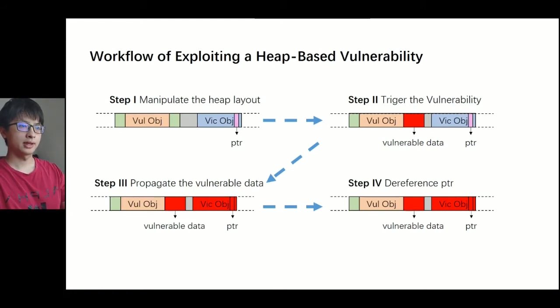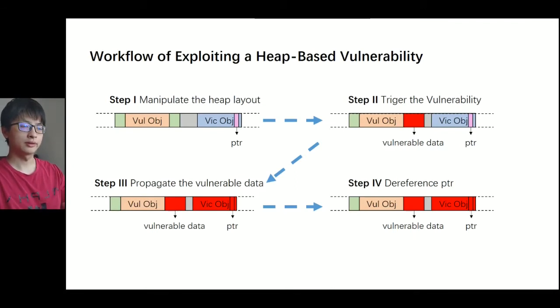This is a general workflow of exploiting a heap-based vulnerability. In the first step, we may need to manipulate the heap layout before triggering the vulnerability. We need to find a victim object with sensitive data like function pointers, such as the victim object shown on the screen, and put it on the position that the vulnerable data can affect.